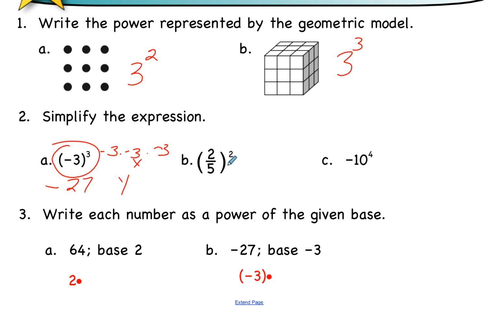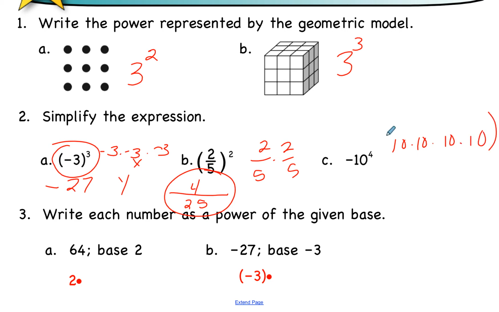This one means 2/5 times itself, just one time, times 2/5. So our numerator is 4. What's our denominator? Common mistake is 10. 5 times 5 is actually 25, so be careful there. Negative 10 to the 4th, what does this mean? This means 10 times 10 times 10 times 10, right? With a negative in front. How many zeros are there? There are 4 zeros. So that's how many are in our answer, so 10,000 with a negative in front.